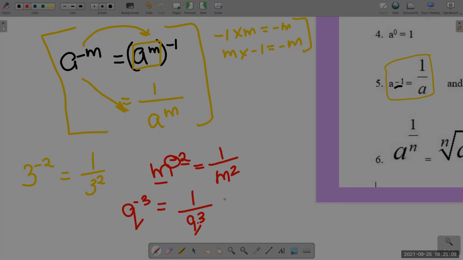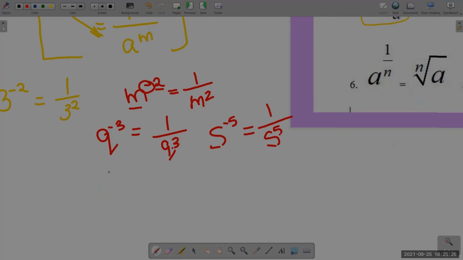Let's do another one. S to the power of negative 5. What does this mean? 1 over S to the 5th power. Everybody see that? It's almost like a pattern. So you really just got to remember the pattern.